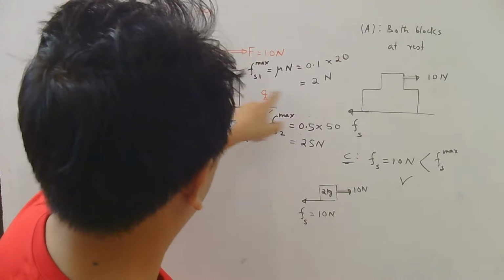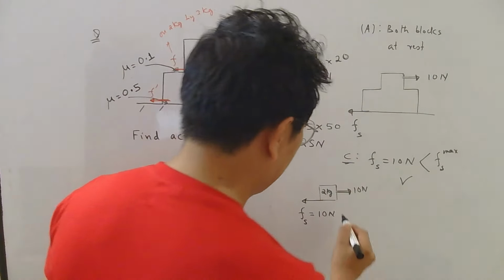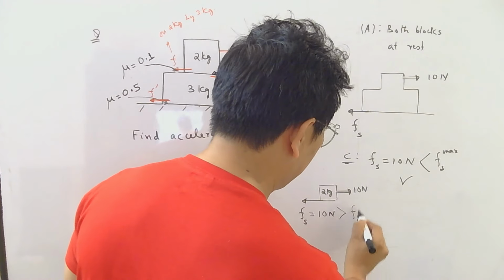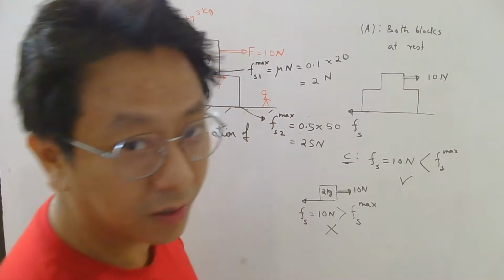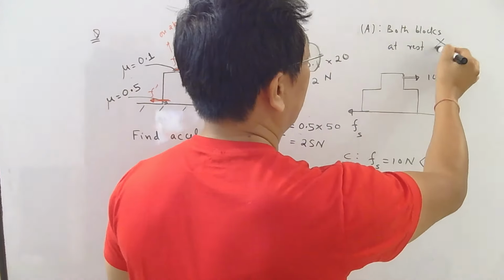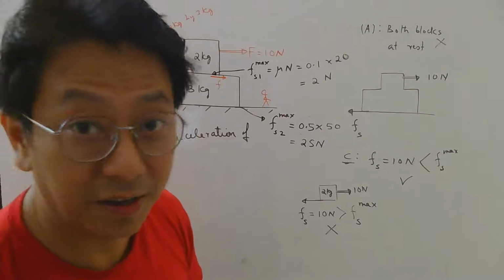And here the max value is only 2 Newton. So this is coming greater than max value. How can it become greater than max? So this is not possible. So this assumption is wrong. Both blocks are not at rest.